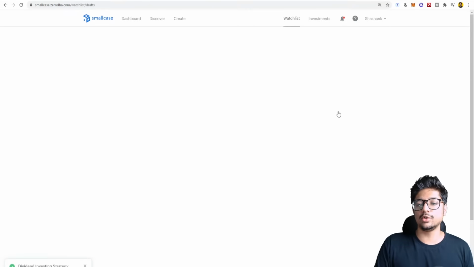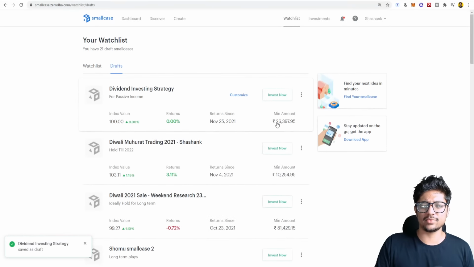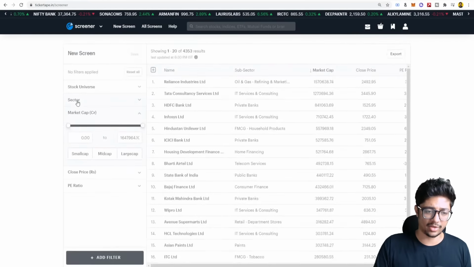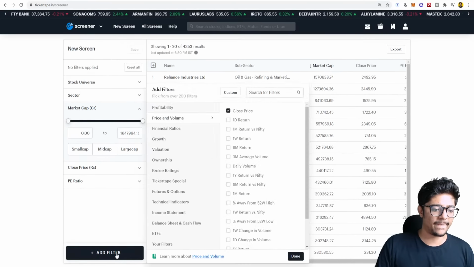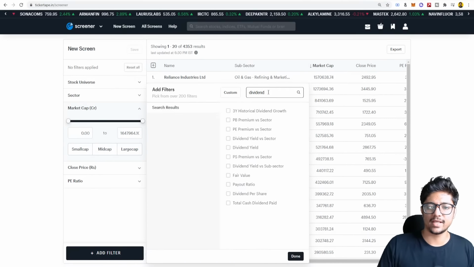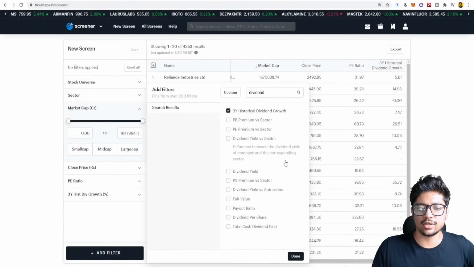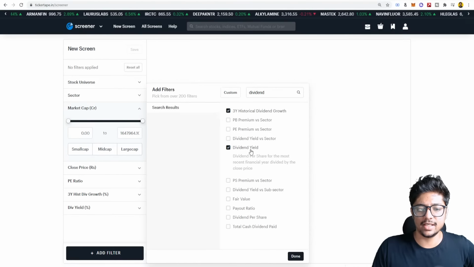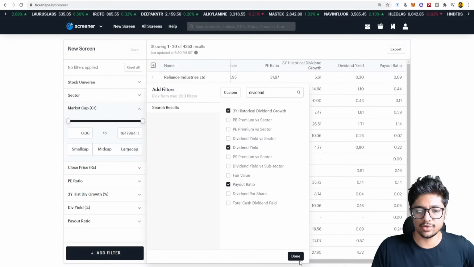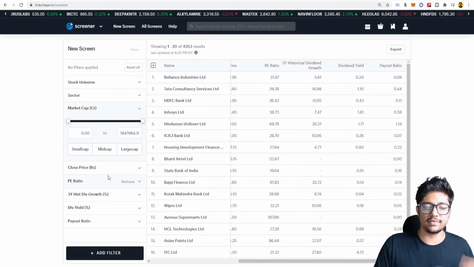Now, if you want to, minimum investment amount is what? 26,397. Now, if you want to find your own stocks, if you want to do a screener quickly, I'll show you how to do that as well. Go to add filter here. Just search for DIVIDEND. First I want 3-year historical growth. Then I want dividend yield. And then we had dividend payout ratio. These 3 things are more than enough. Remember, we did the ratios right now.